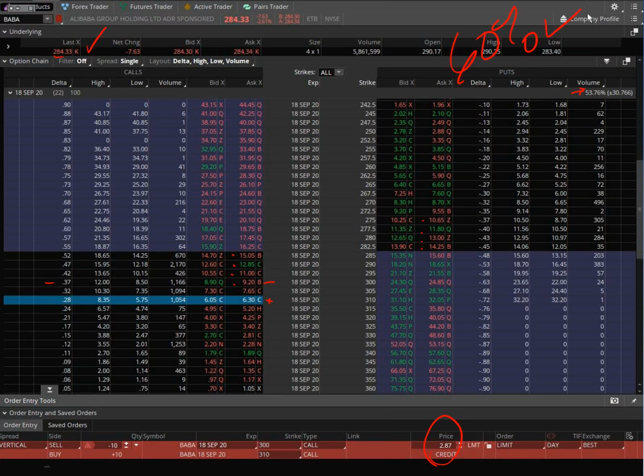Got high implied volatility, 22 days. That's as close to 35 days to expiration as I can get. I don't want to go further out the curve. I want to take advantage of that theta happening. So I'm leaning towards these September contracts here.